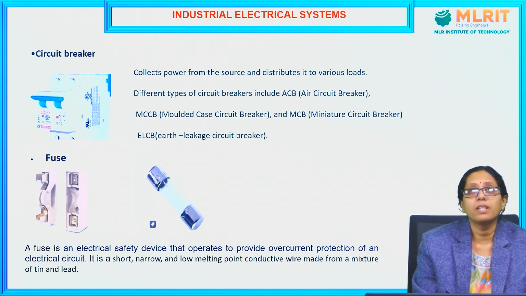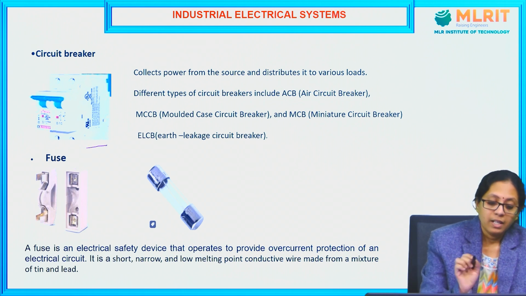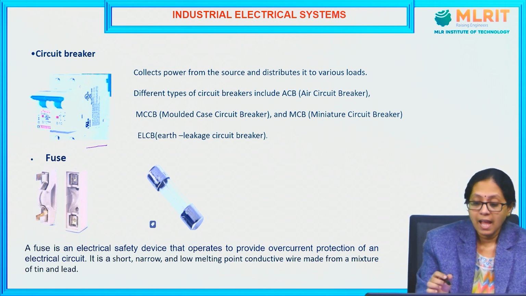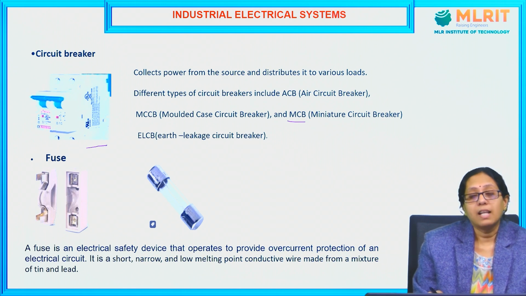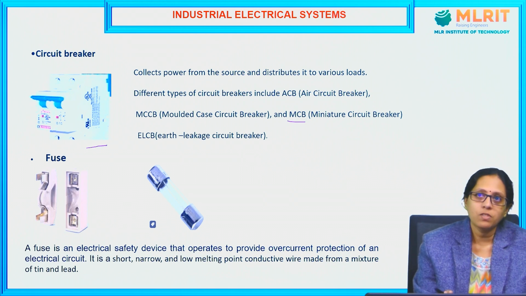The first one is circuit breaker. Here is a picture of a circuit breaker, which is called a miniature circuit breaker. This is an example for miniature circuit breaker, that is MCB. A circuit breaker is nothing but a device which collects the power from source and distributes it to the various loads. There are different types of circuit breakers based on the application or based on the load.